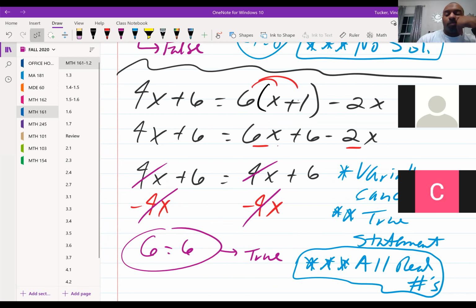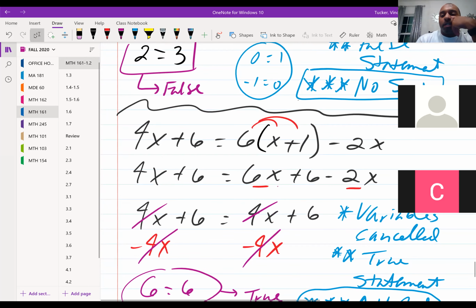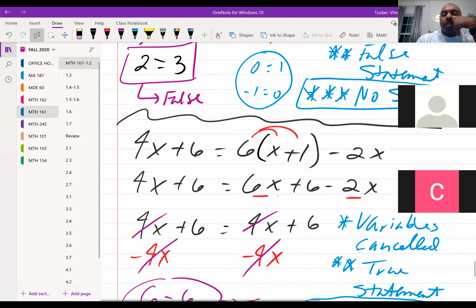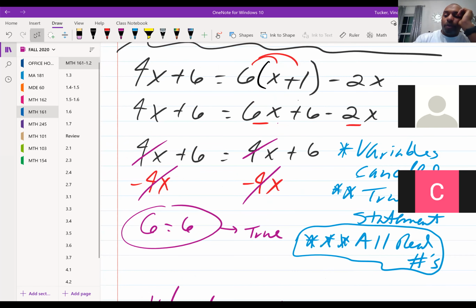So does this apply for any time that the variables cancel and if a statement is true, the answer is all real numbers? Yes. Okay. Yep. And so I meant to emphasize this, so I'm glad you came back to it. So going back to the previous one, no solution means that there are no values you can plug in for your variable to make that a true statement. And then for this one, for all real numbers, it doesn't matter what you plug in. You can plug in anything for your variables, and it will still end up as a true statement.